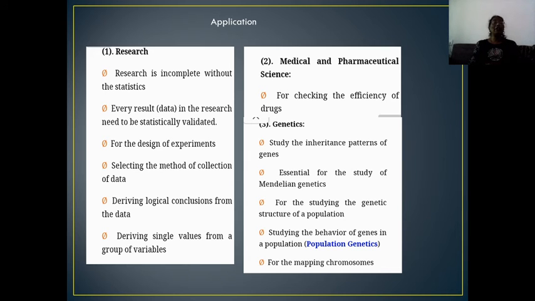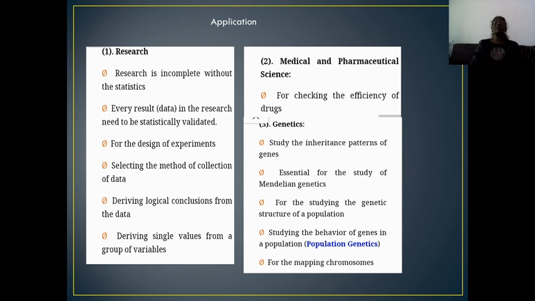For deriving a logical conclusion from the data, meaning the number of methods which you applied on that biological data, the conclusion drawn from that experiment becomes logical when we apply biostatistics to it. Then deriving single values from a group of variables is only possible due to biostatistics.